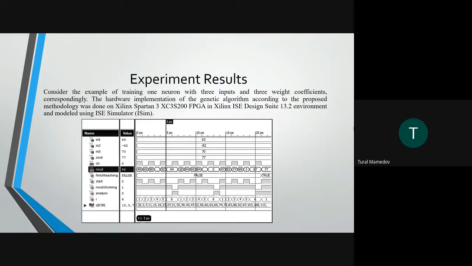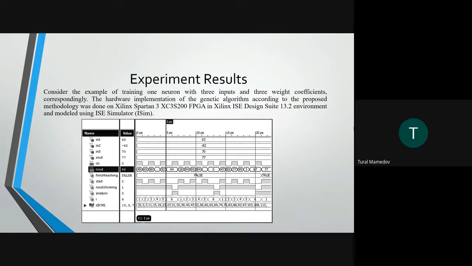So we are considering the example of training one neuron with 3 inputs and 3 weight coefficients correspondingly. The hardware implementation of the genetic algorithm according to the proposed methodology was done in the environment which you see on the slide, and modeled using the ICS simulator. Here you can see in the screenshot the signals. For example, the finished signal stores the information that the training of the neural network is finished.